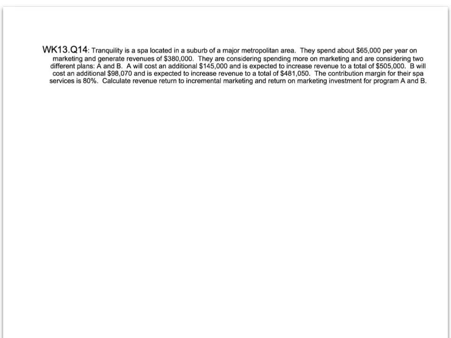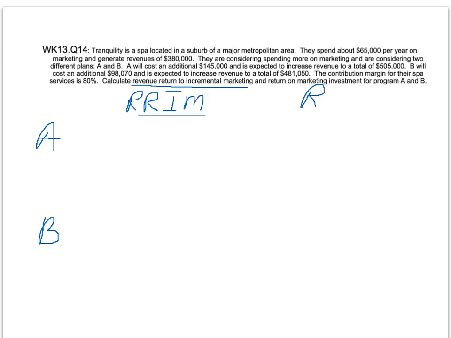And we're trying to figure out, okay, what's our revenue return under each of those scenarios, and then what's our ROMI under each of those scenarios. So let's outline here program A and program B. First, we're going to take a look at revenue return to incremental marketing. So revenue return to incremental marketing, we'll call it that. And then we'll call it ROMI over here.